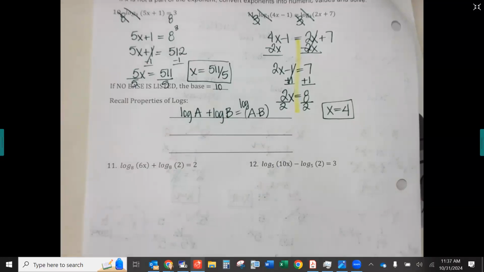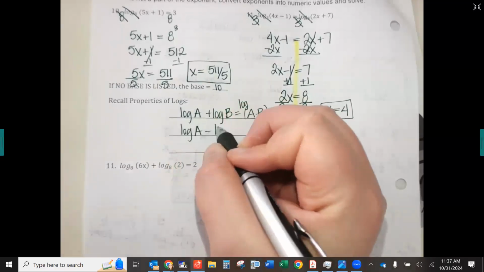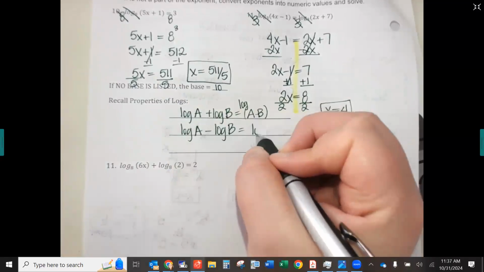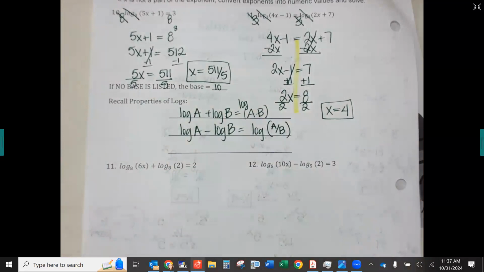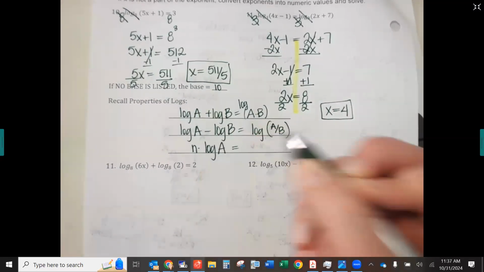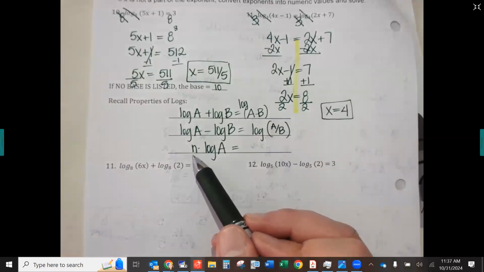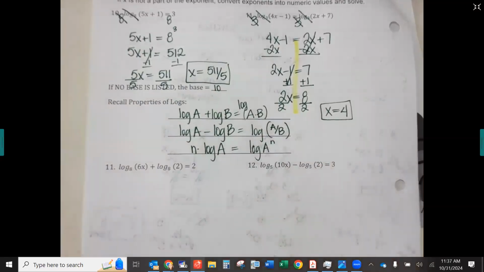Now, if my log A and my log B are minus, how do I put them together into the same log? Instead of multiplying, I would divide. And then the last rule is that if you have a number in the front, remember you can pop it up to the top. So it'd be log A up to the end.